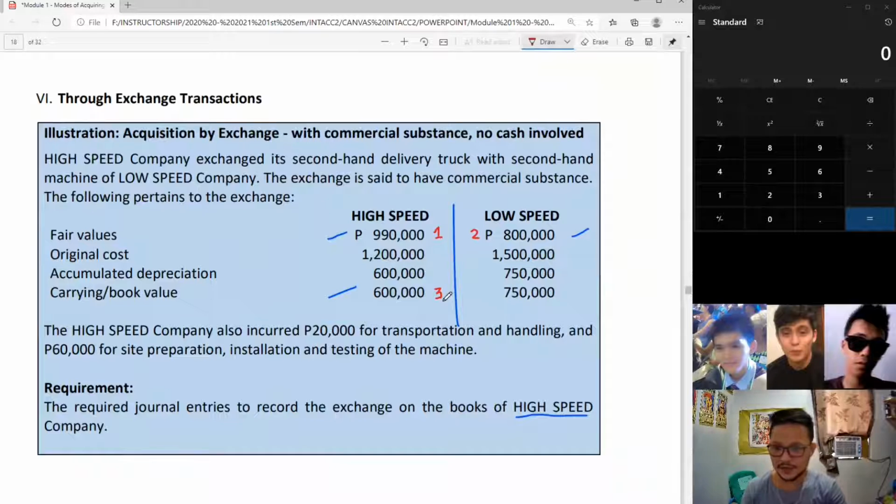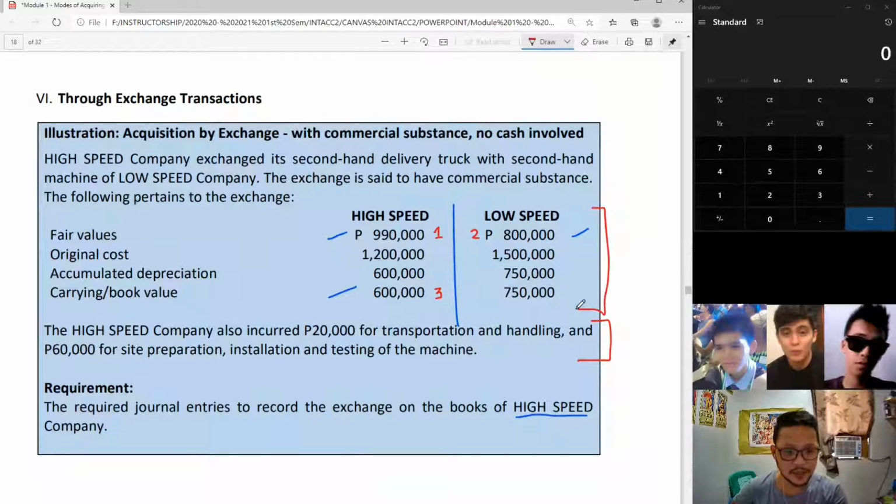So, on to more about the illustration. So you have original cost and accumulated depreciation for the two. This would be used in the entry kasi you will have to write off the asset. So our credit for delivery truck would be equal to 1,2 and i-debit natin yung accumulated depreciation. Also, don't forget na meron tayong additional costs incurred. This is separate from the exchange already, ha? Do not factor this into the exchange kasi iba na to.